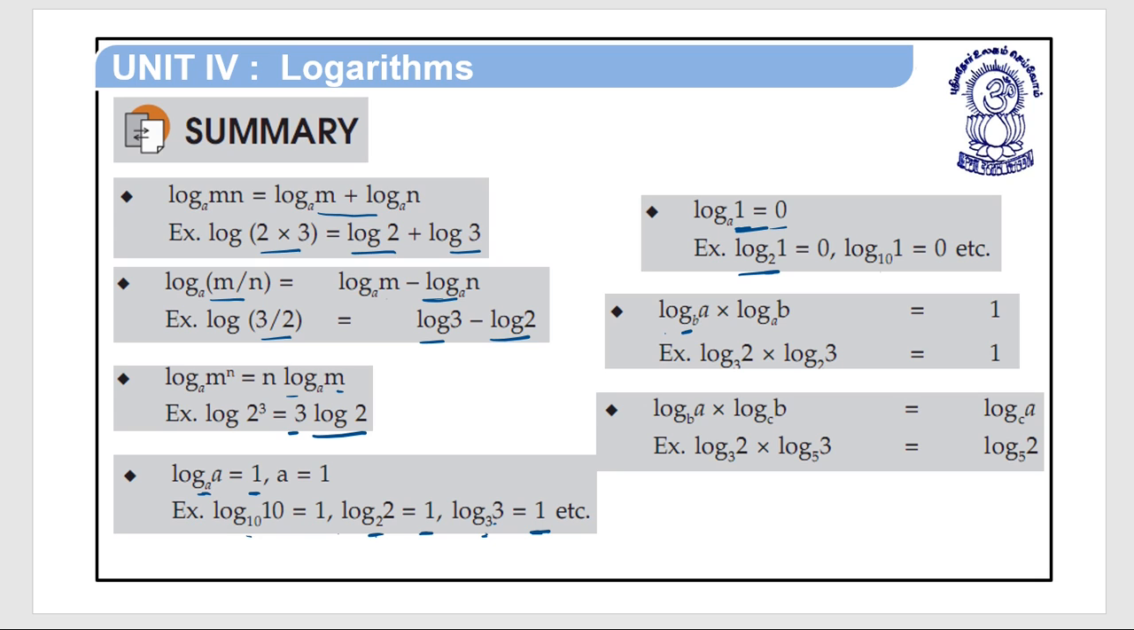Log a to the base b into log b to the base a is equal to 1. Log 2 to the base 3 into log 3 to the base 2 is equal to 1. Log a to the base b into log b to the base c is equal to log a to the base c. Log 2 base 3 into log 3 to base 5 is equal to log 2 to base 5.